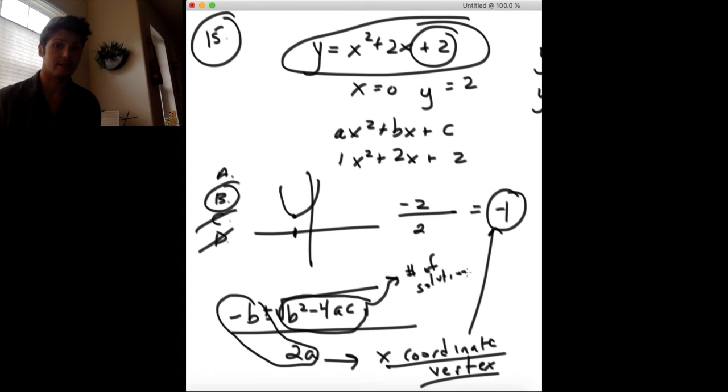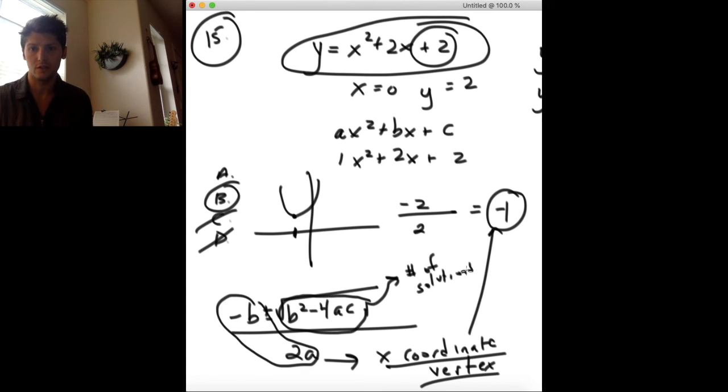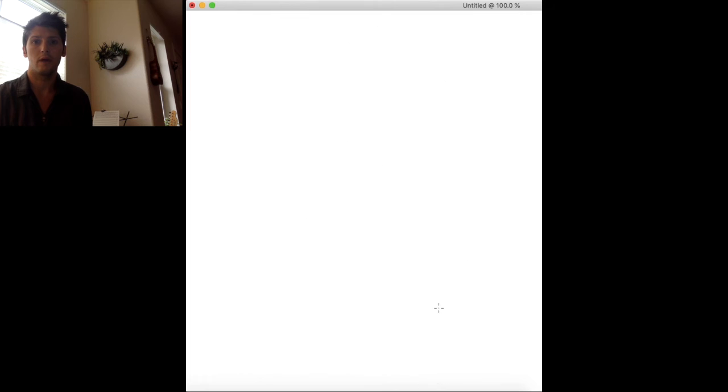That's called the discriminant. It tells you the number of solutions. Whether there's solutions, it's where we hit the x-axis. Notice in answer choice B, we never hit the x-axis. So there should be 0 solutions. So I'll show you what I mean. I'm clearing the board. Y equals x squared plus 2x plus 2.